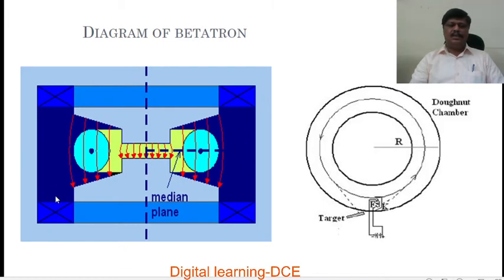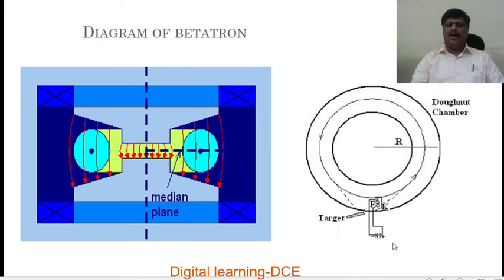This is the side view of the betatron and this is the top view of the betatron, and this is the donut-shaped chamber in which the electrons move in a circular orbit, and finally they are made to be incident on the target. So by applying alternating current, and hence an alternating magnetic field, due to the change in current there is a change in magnetic field.